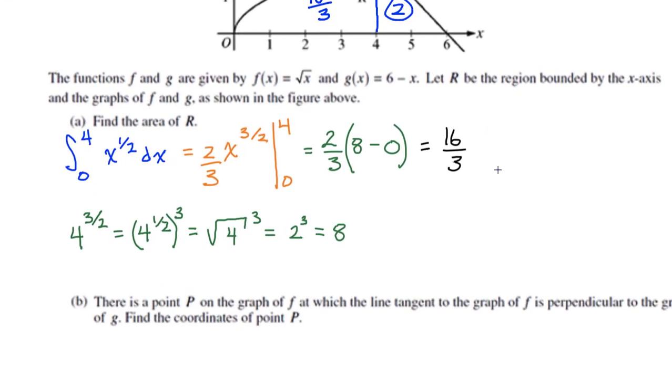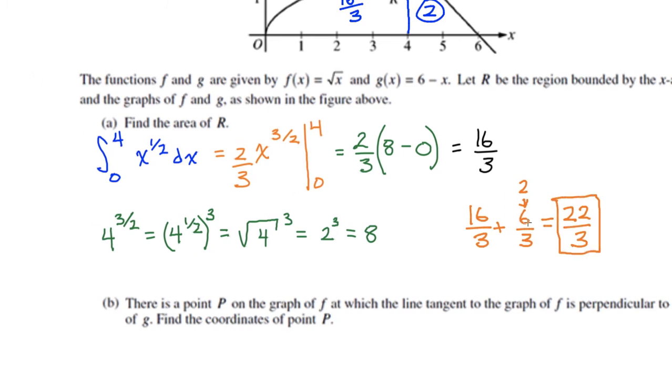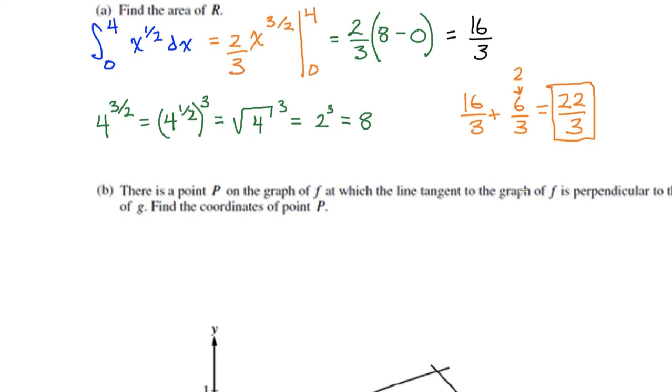So to find the entire area of R, I have to do that plus 2, so a little bit more scratch work. So 16/3 plus 6/3. Again, where did 6/3 come from? That's 2, right? I'm adding 2, and that is going to be equal to 22/3, and that is my final answer. Then we are on to part B.